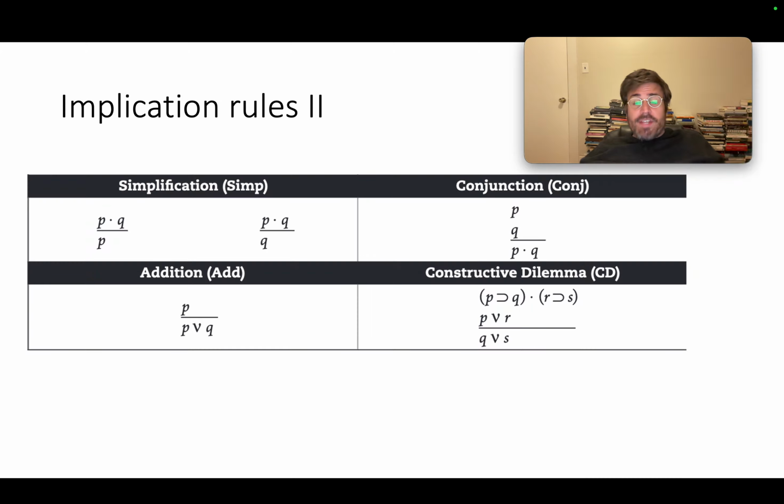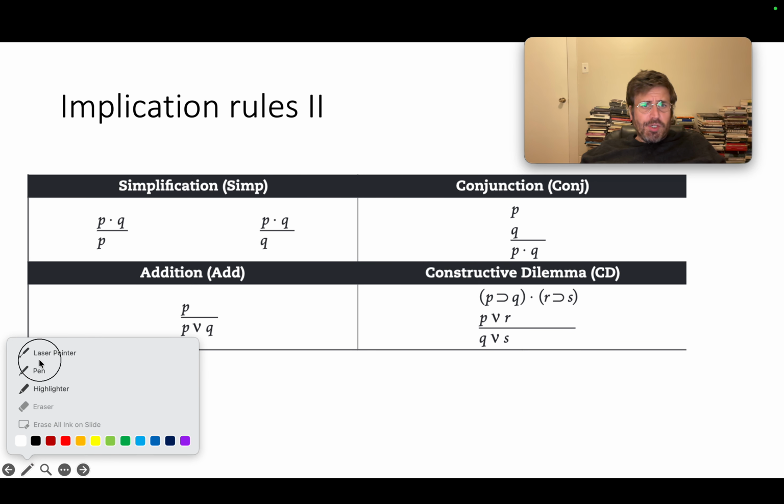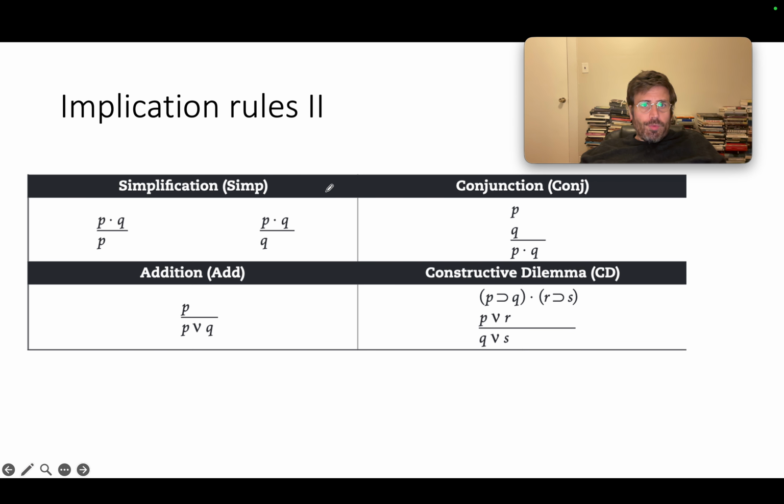Now let's talk about the second set of implication rules. Implication rules 2 will also be drawing on a lot of what we already know about truth functional values from the truth tables, with a couple of provisos and additional bits of information here. But our first rule within the second set is known as simplification, or simp for short.